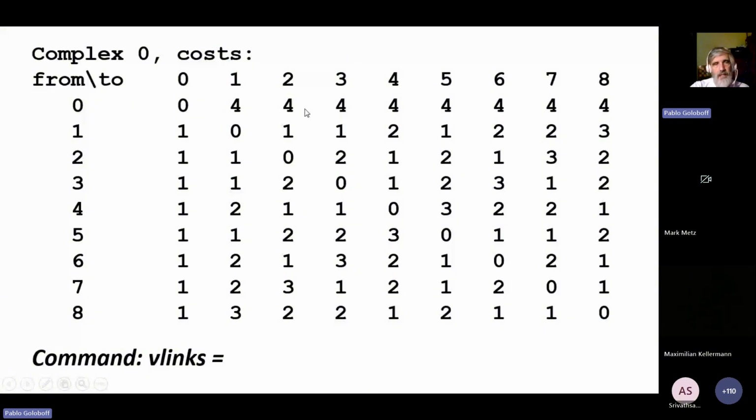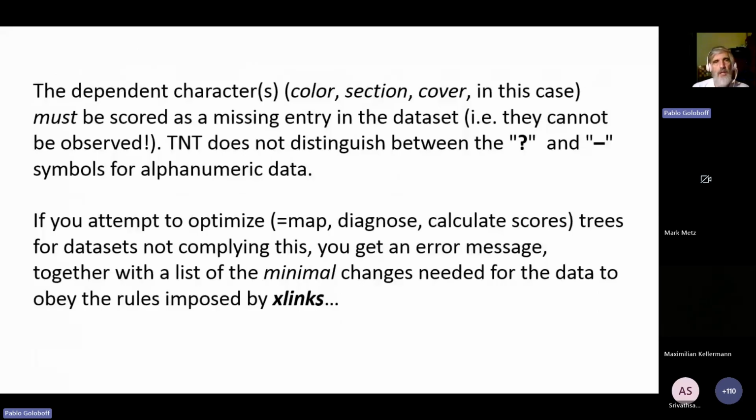From no tail into different kinds of tails, the cost is 4. From some kind of tail into no tail, the cost is 1. To show the step matrices, again, it's not that you need to see this, but you may want to understand how the program is working. That's the vlinks equal option.